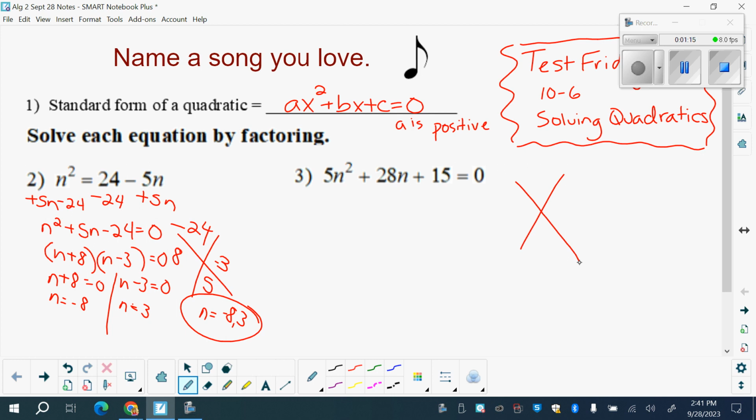15 times 5. So using the method that I use, if you use another method, that's fine. So taking this times this gives us 75, and then adds to 28. The reason we do that is it makes the x work. If we don't do that, it will not make the x work. So what numbers work? 75 that add up to 28: 25 and 3.